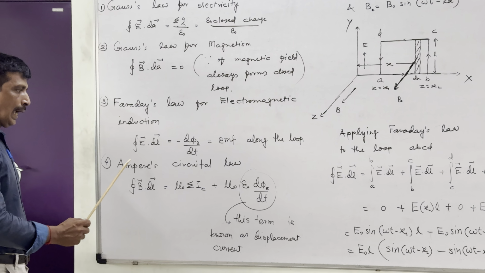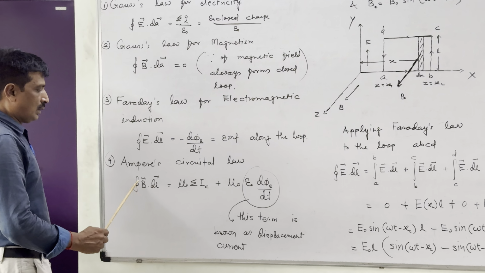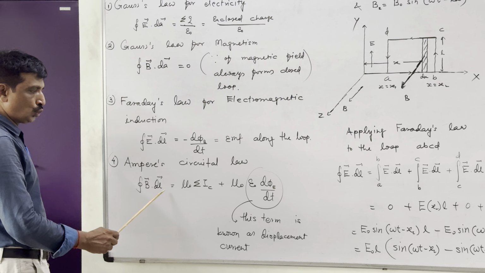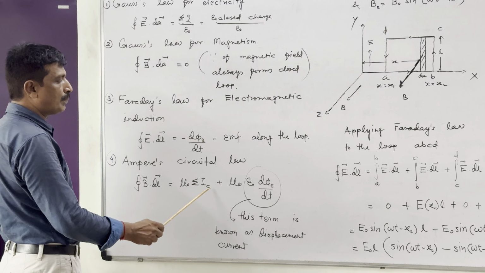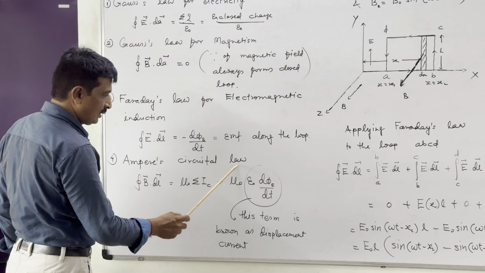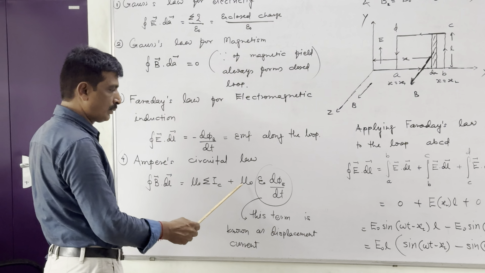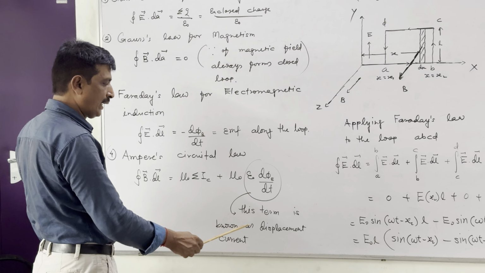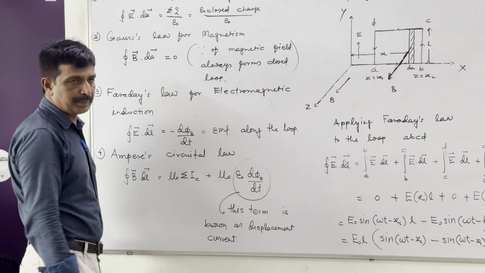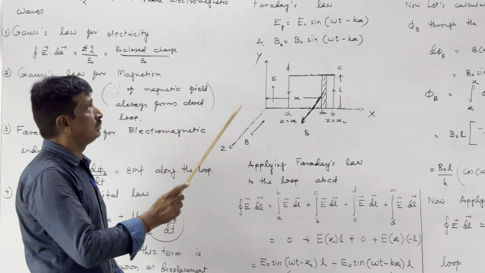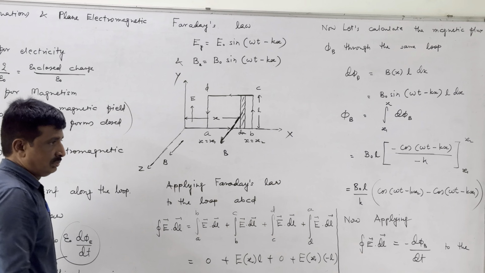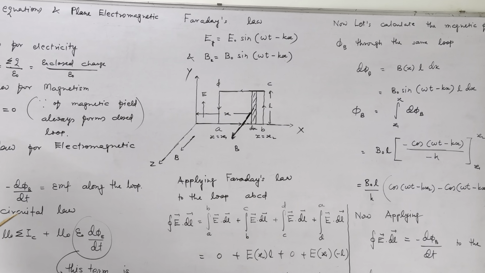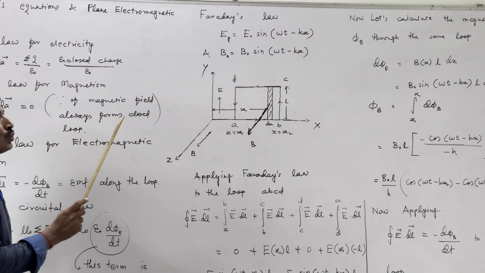And the fourth one, Ampere's circuital law: the line integral of the magnetic field over a closed loop is equal to mu naught times the sum of I_C, plus another term Maxwell introduced, mu naught epsilon naught d phi E by dt. This term is known as displacement current. Now we will derive E naught by B naught is C, and C is 1 upon root mu naught epsilon naught.